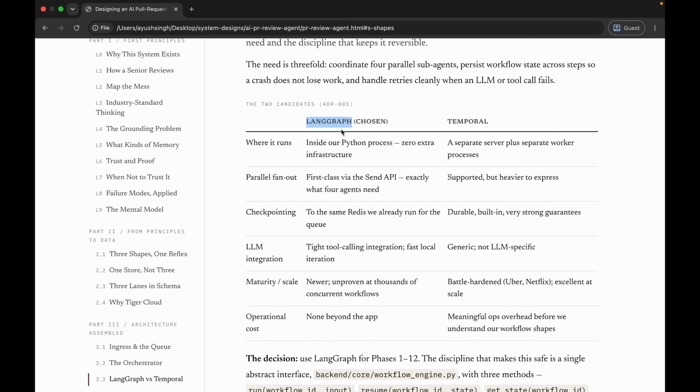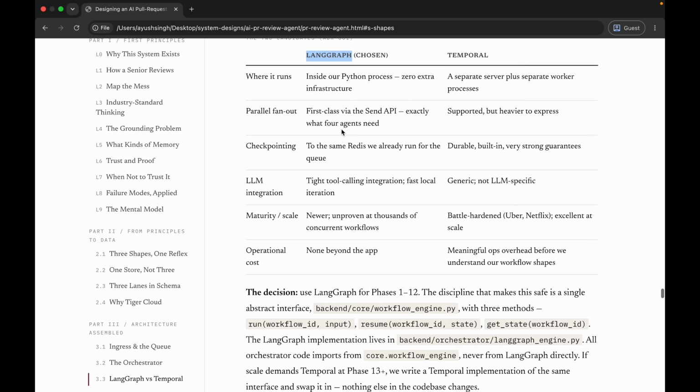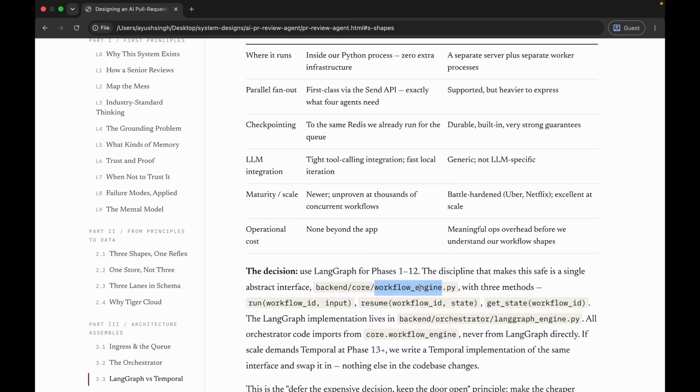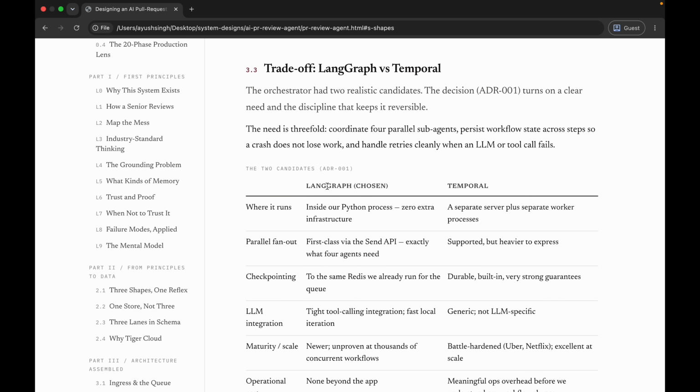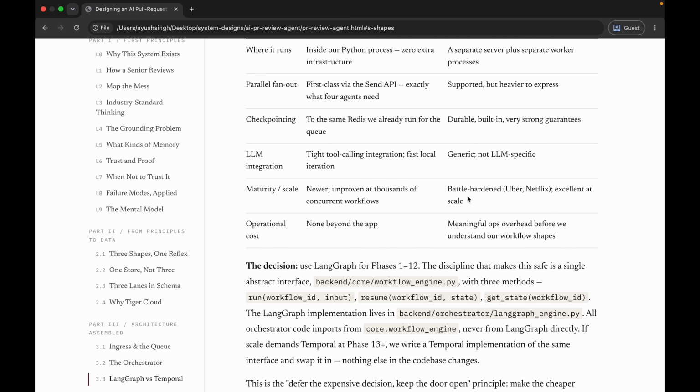So another major decision: our code should not be framework dependent. We should be creating a single safe interface, basically a discipline, which is a single abstract interface called workflow engine, an abstract class which has run the workflow, resume the workflow, and get the state of that particular workflow. And then you extend this abstract class to any implementation you want, whether it is LangGraph, Temporal, or any other orchestrator you want to use.